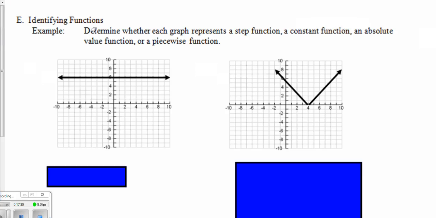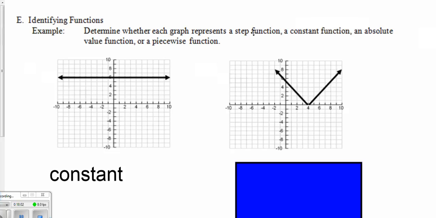The last part we're looking at is just determining whether each graph represents a step function, a constant function, absolute value function, or a piecewise function. So remember, if you get a straight horizontal line going all the way across like this, that one has to be a constant function. It's the only way to do it. Horizontal line makes that constant function.